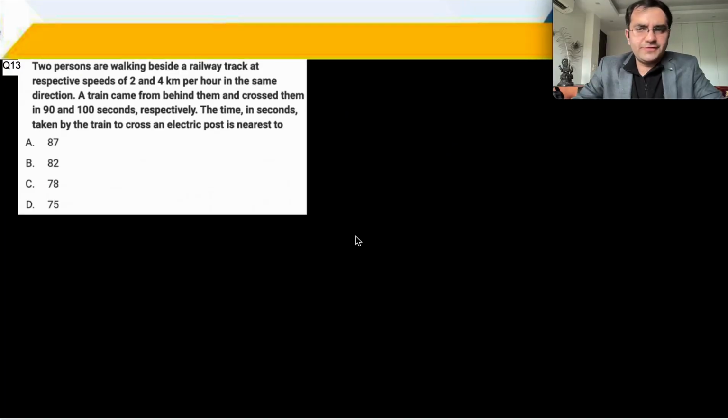Very straightforward question based upon TSD and relative speed. So 2 persons are walking at speeds of 2 and 4 in the same direction. Train पीछे से आई, right? So when the train has come from behind them, the train is now going to cross them. Default distance between them and the train is 0. So length of train L ले लो, divided by speed of train is S in the same direction. Relative speed becomes S minus 2. And your time is 90 seconds.